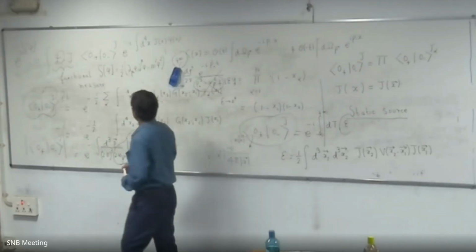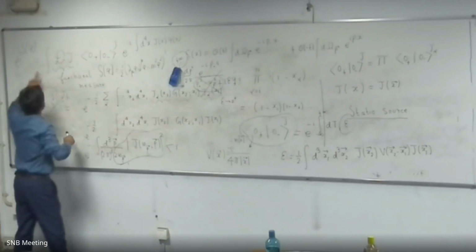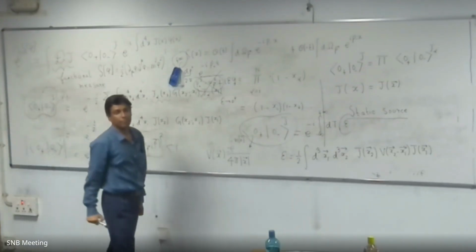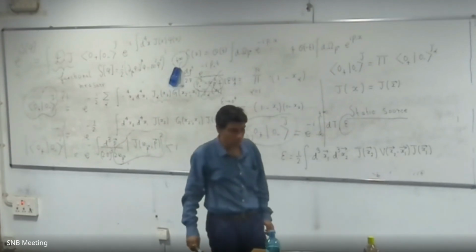If I had started with a complex J, then this action would have come out as a complex scalar field. Automatically you would have found the complex scalar field.